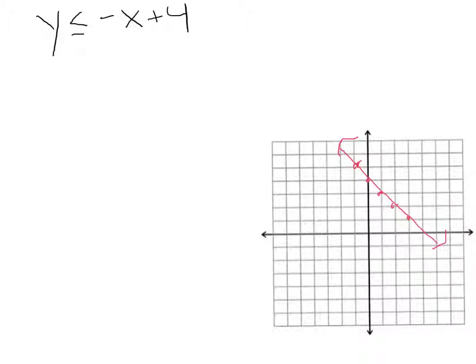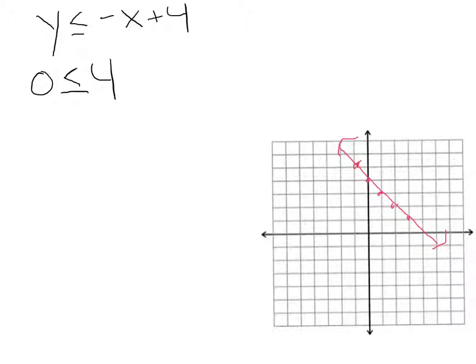In order to do the shading, you just pick a point that's obviously nowhere near this line, or not on this line. The easiest point to pick would be (0, 0). So what you do is you plug in 0 for the y and 0 for the x, so you're left with 0, and the x would just cancel out. 0 is less than or equal to 4.